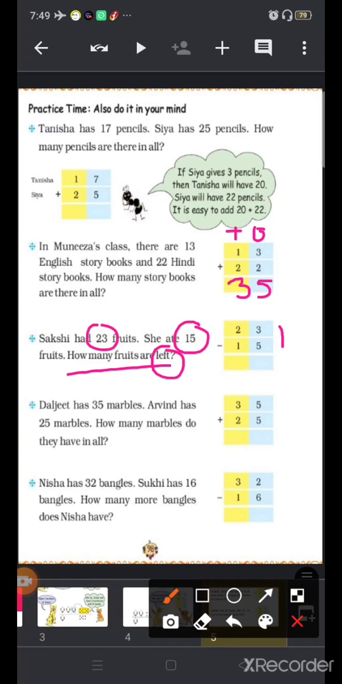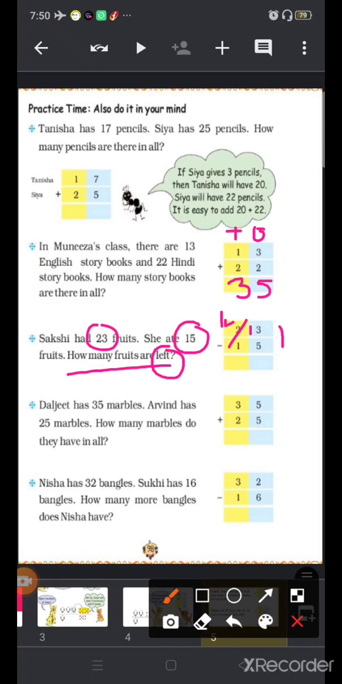Who is the neighbor of 3? 2 is the neighbor of 3. So 2 will give one to 3. So 3 becomes 13 and 2 becomes 1. Now 13 is bigger than 5, isn't it? Now we can subtract.